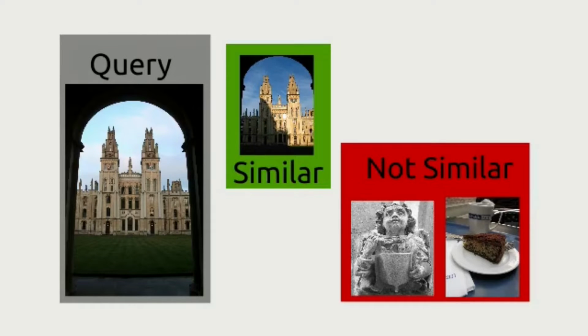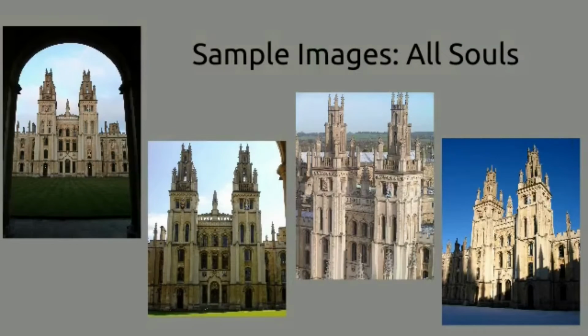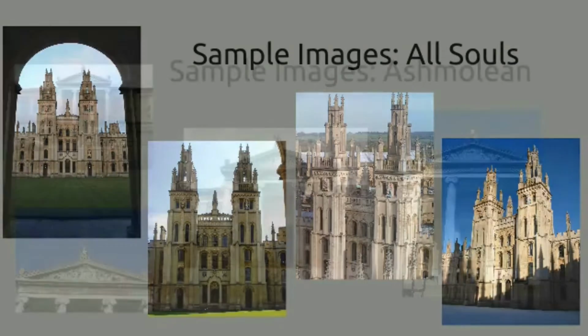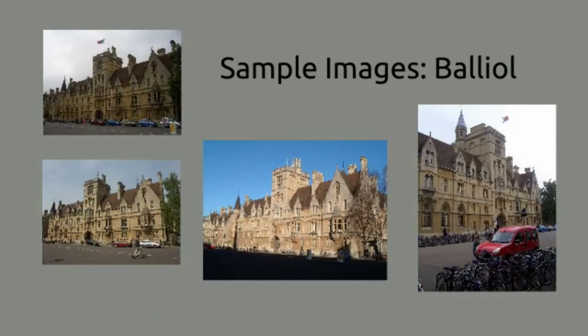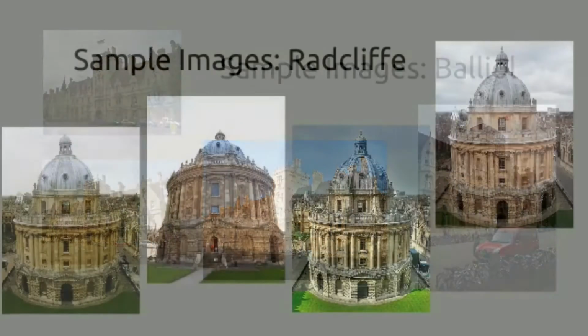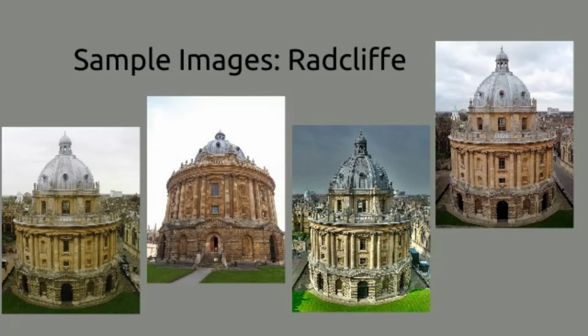One of the things we worked on was Oxford 5K. There's 11 different buildings and there's 5,000 images of those buildings, all taken from different angles, different lighting, different time of day, and the objective is basically just that given one image of a building, you want to find all the images that are of that same building.